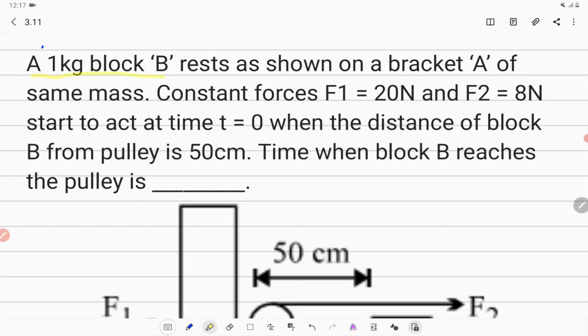A 1 kg block B rests as shown on a bracket A of the same mass. So the masses of the blocks are given as equal, so they both should be 1 kg. Constant forces F1, which is 20 Newton, and F2, which is 8 Newton, start to act at a time t0, when the distance of the block B from the pulley is 50 centimeter.